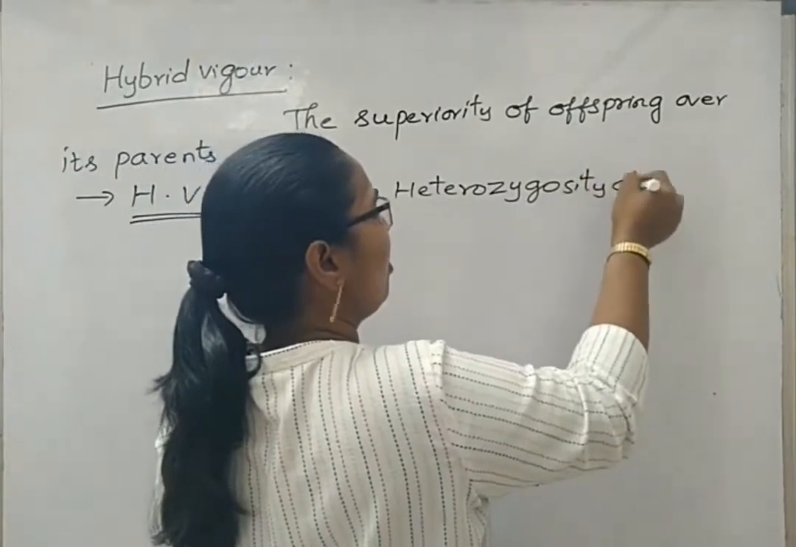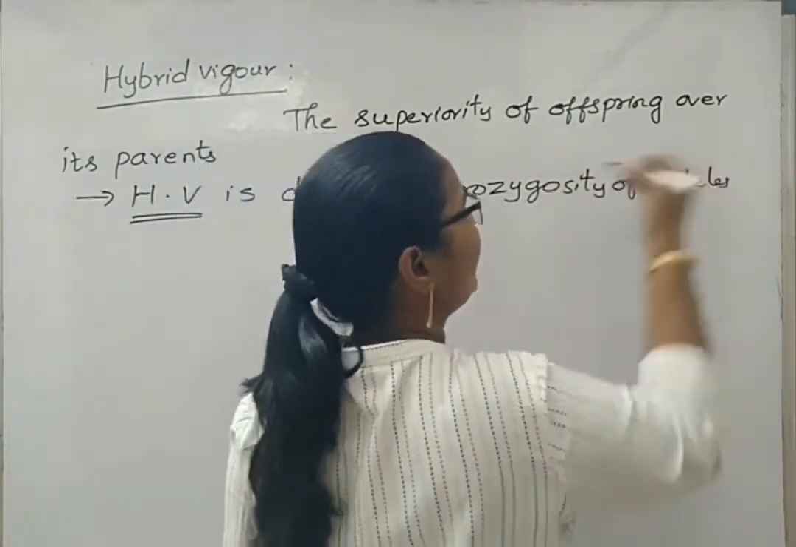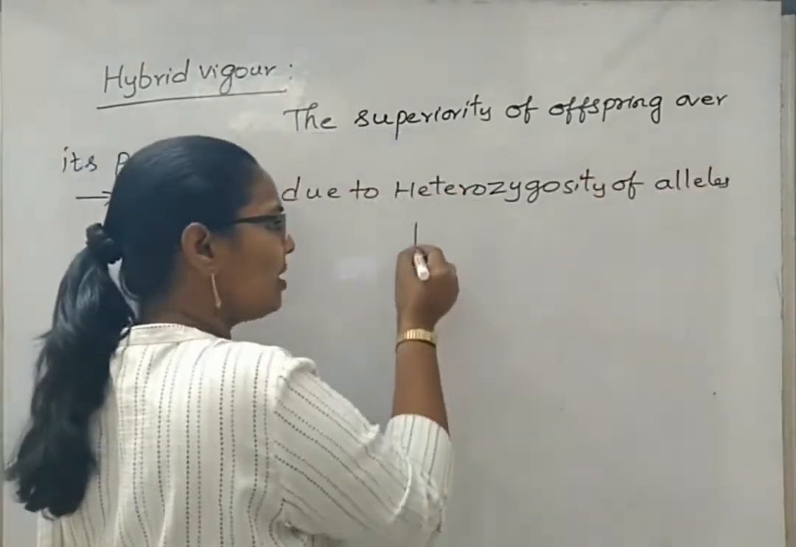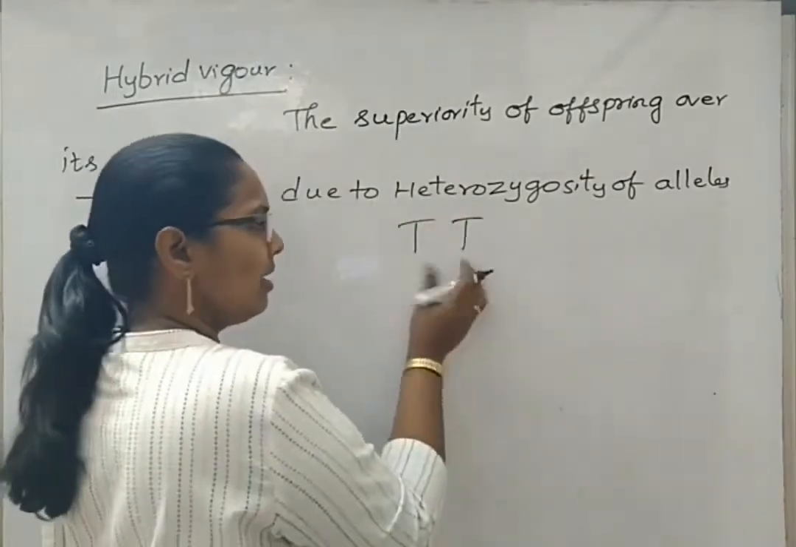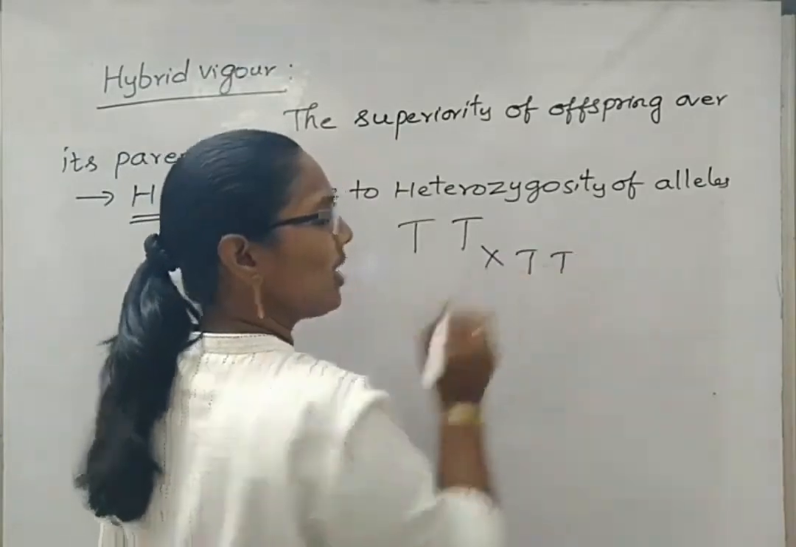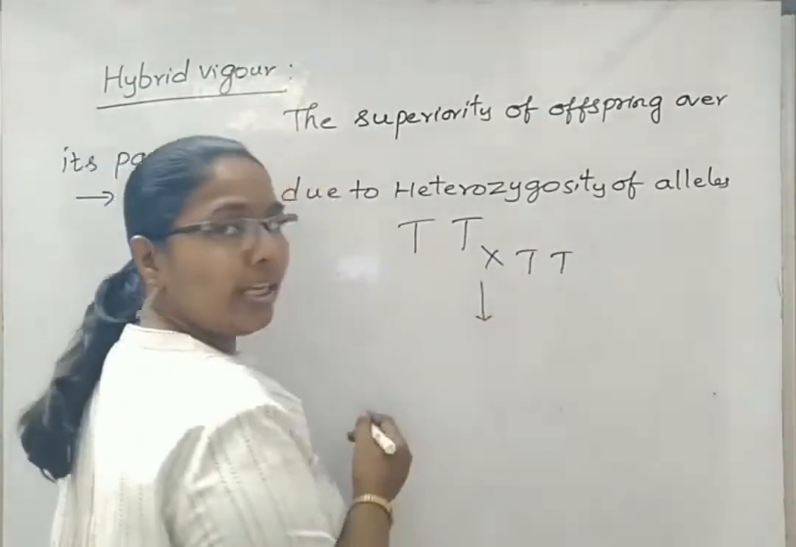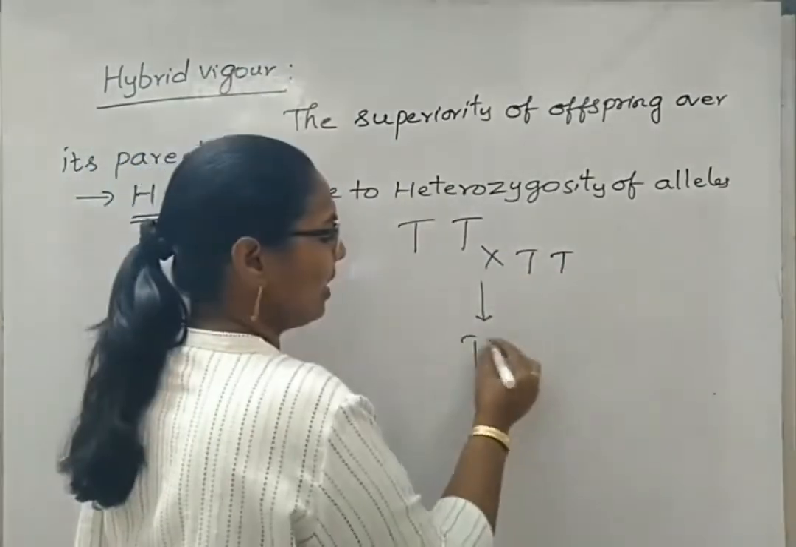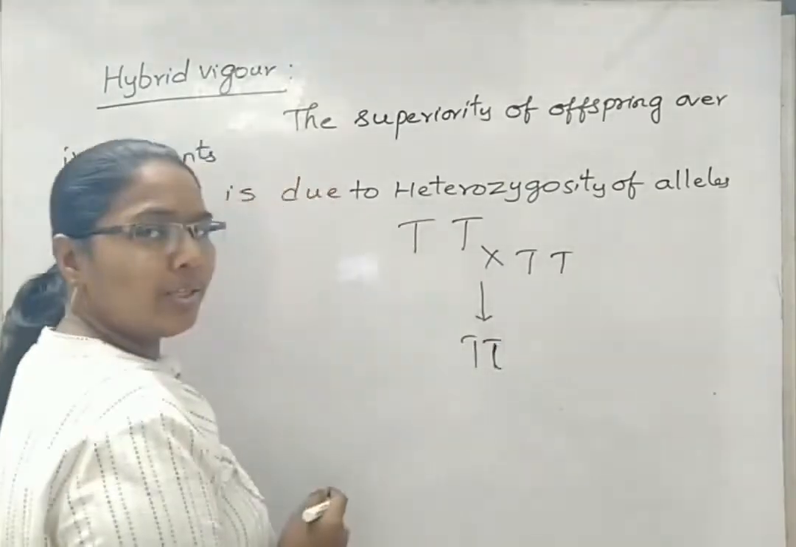Heterozygosity of alleles. In a sense, if the organism is having alleles like this and it is crossed with again the same type of homozygous alleles, then we do not get the hybrid vigor. We get the same type which is equal to that of parent.